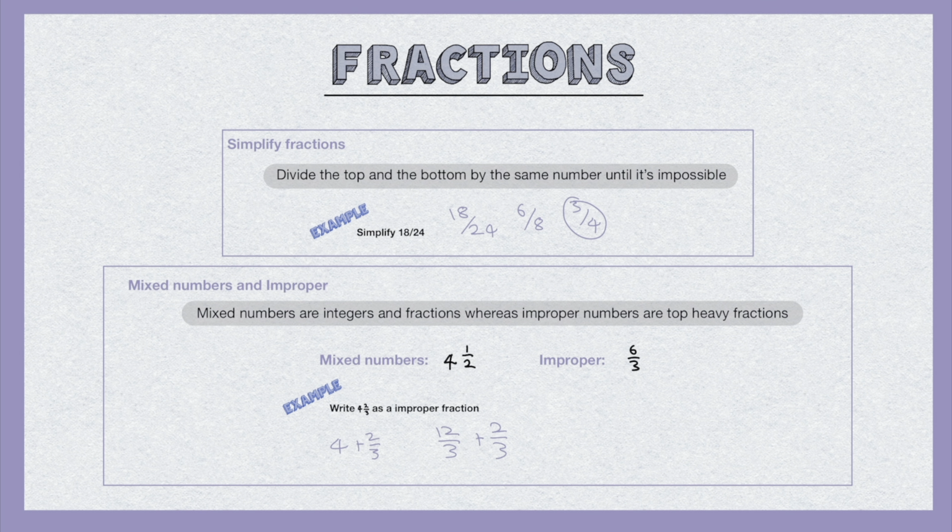And it's 12 over 3 because 3 over 3 is 1, and then 4 of them together would make 4. So 1 plus 1 plus 1 plus 1. So 3 over 3 plus 3 over 3 plus 3 over 3 plus 3 over 3 would equal 12 over 3, which is the same as 4. So you add them together, so that would equal 14 over 3, and I do explain how to add fractions later on in this video.